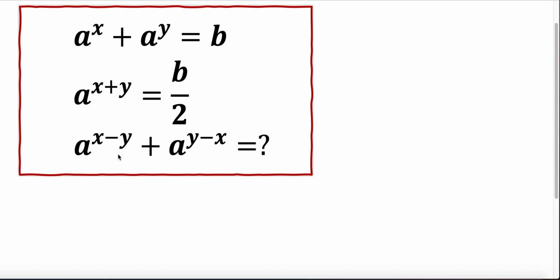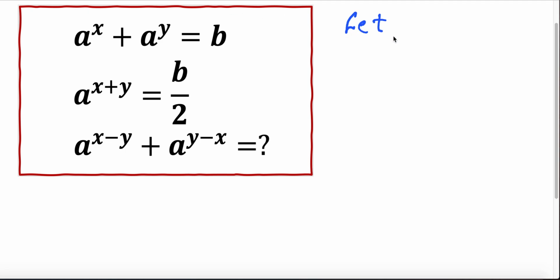Solve the equation a^(x−y) + a^(y−x) = ?. So we have those three equations and we want to solve the third equation. But before I solve the third equation, let me make some restrictions.